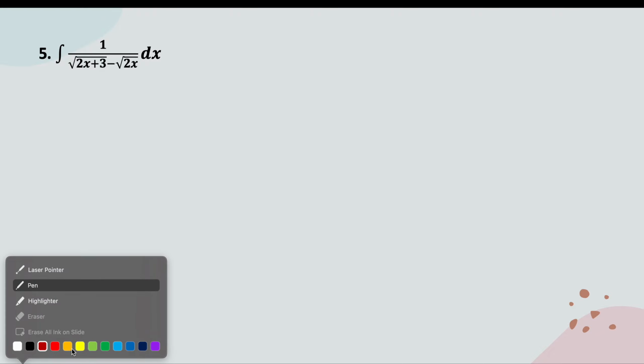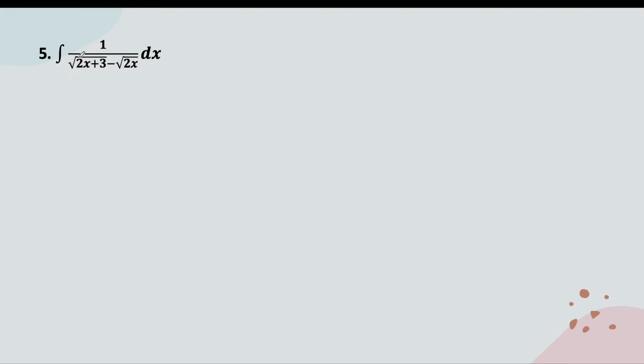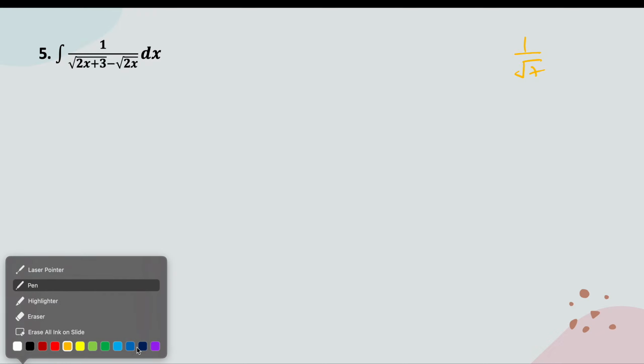Now if you just see, you have a question that says integral 1 over square root of 2x plus 3 minus square root of 2x dx. Now since this is in the denominator, if you remember, you used to solve 1 over root 7 by using rationalization in your class 9th. Yes, we just have to simplify all these roots by rationalization. So let's get started and let's see how we are going to solve it.